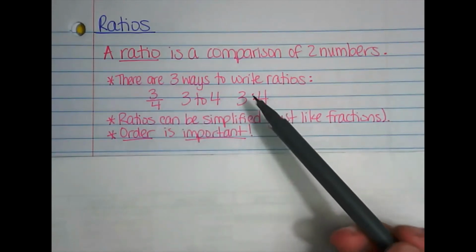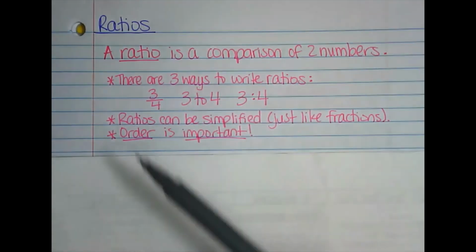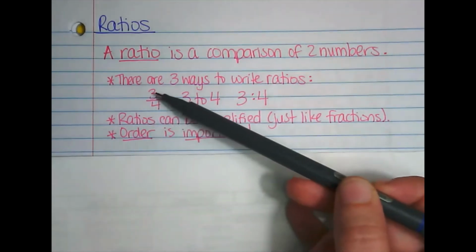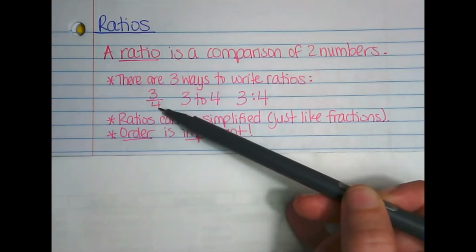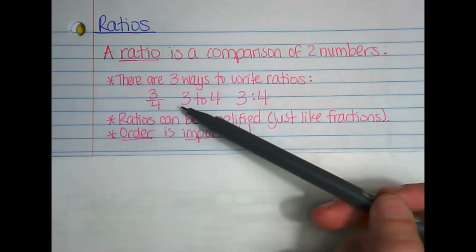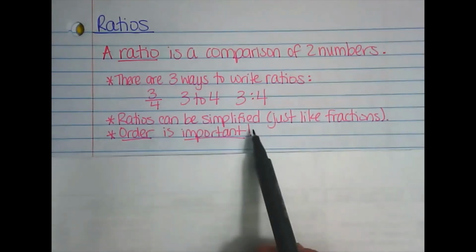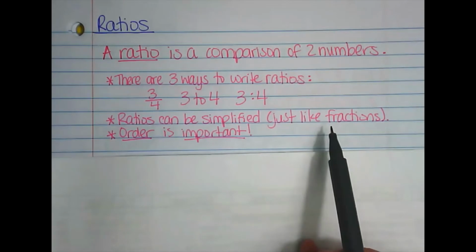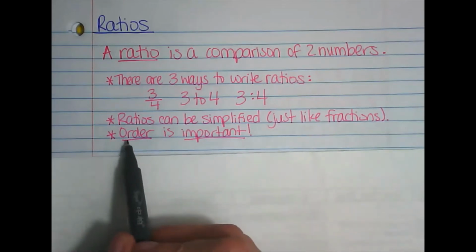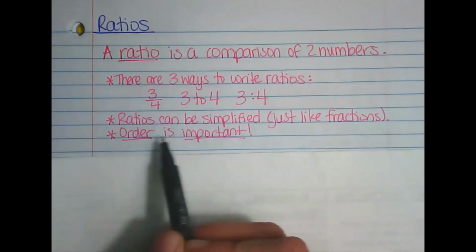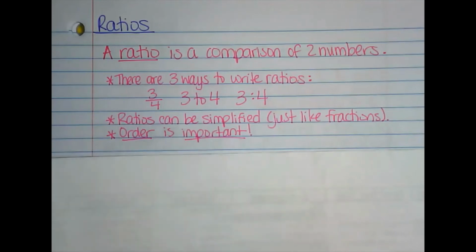And again, going back to the definition of a ratio, you're comparing two things. So possibly three girls to 4 boys, or it could be 3 apples to 4 oranges. But you're comparing two things. Another important thing is that ratios can be simplified just like you would simplify a fraction. And another thing is order is important. This is perhaps the most important thing of all, that the order is super important when writing ratios.